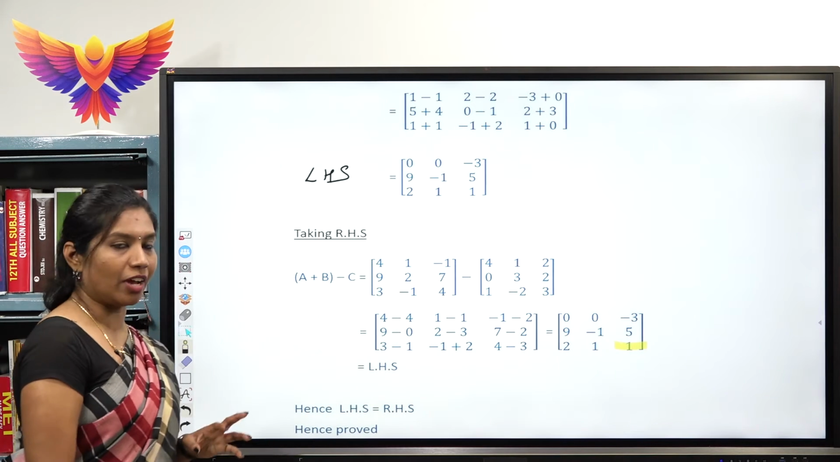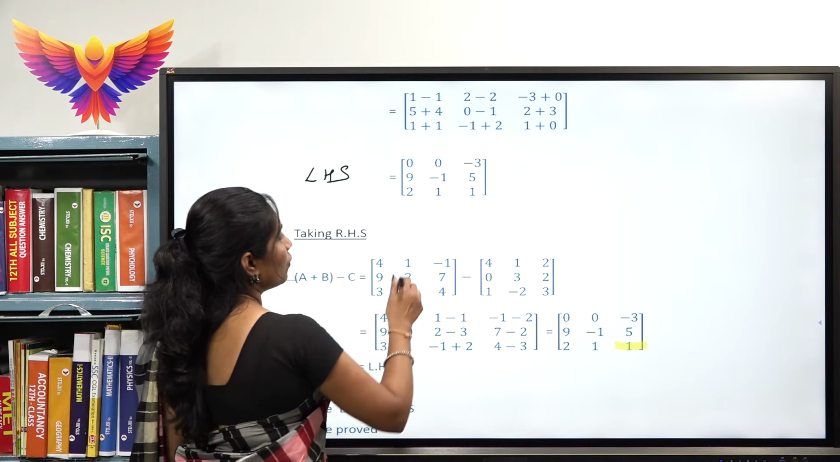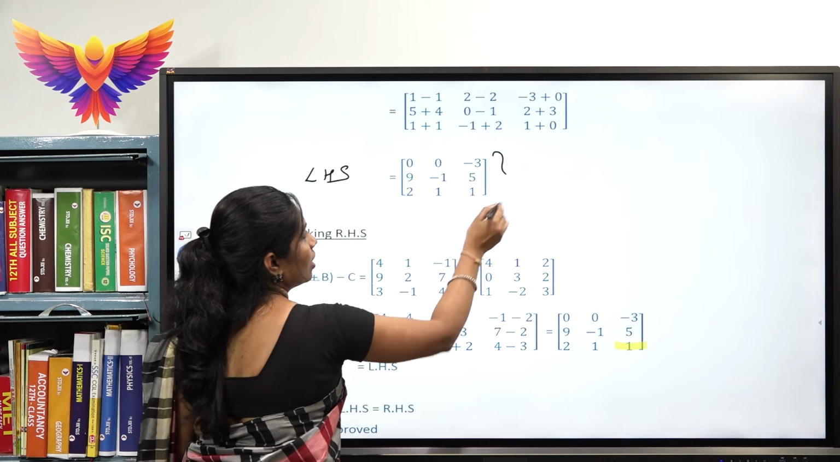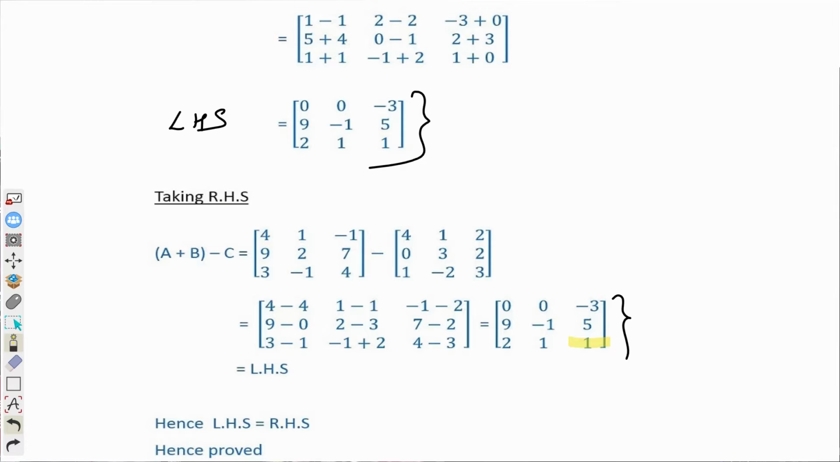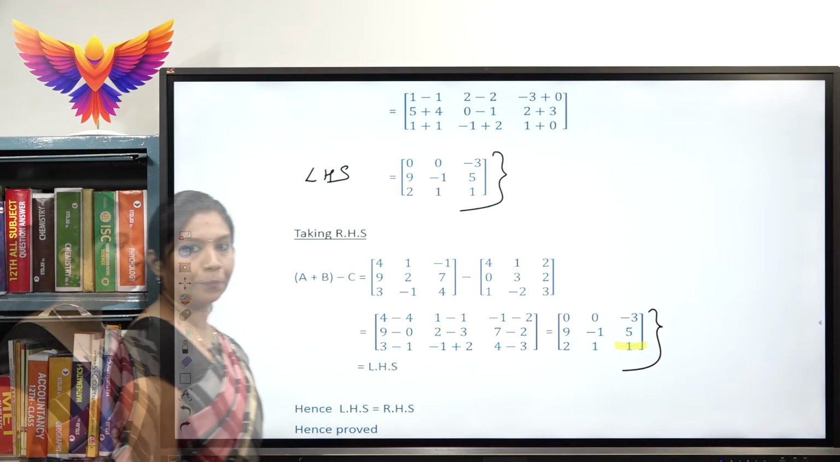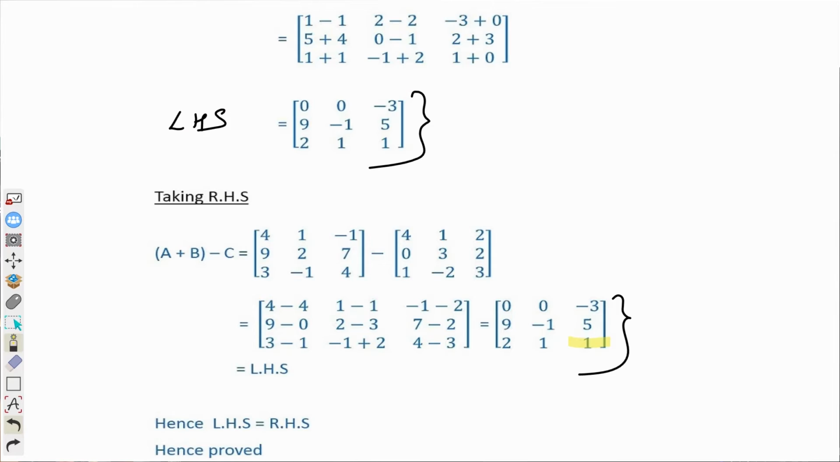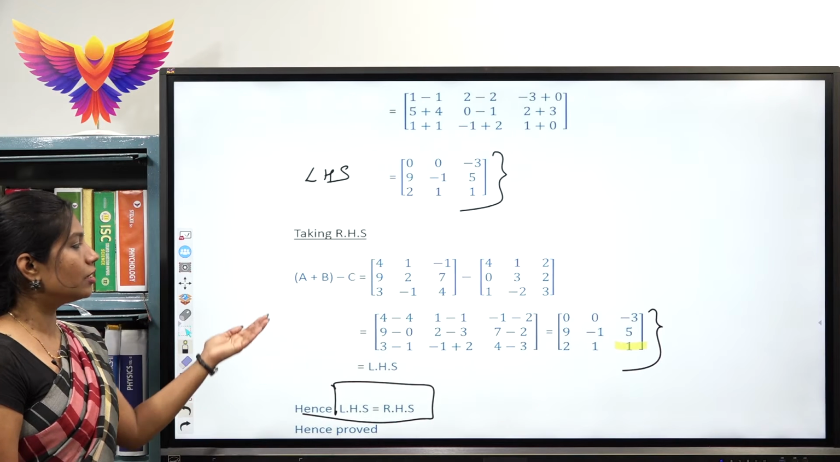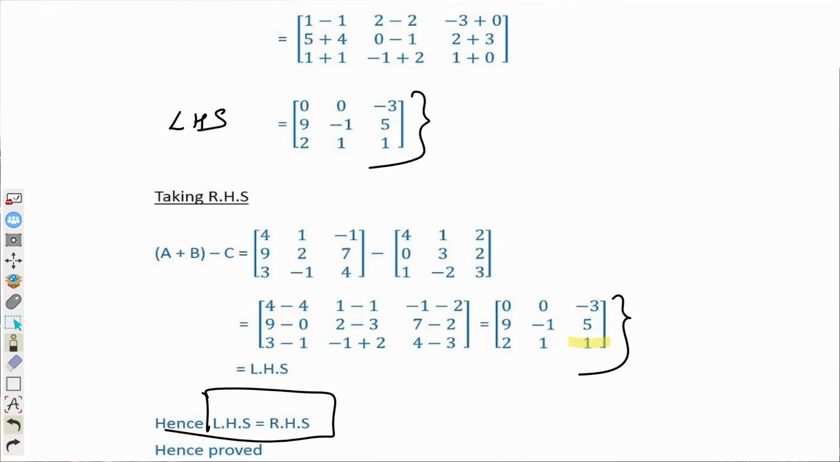So, when I simplify this, we can see that the LHS whatever we have got, the left hand side, after simplifying it is the same as the RHS whatever we have got here. Okay, 0, 0 and minus 3, 9, minus 1 and 5, 2, 1 and 1. So, this clearly says that LHS is the same as RHS, which is what we are supposed to prove. It is nothing but A plus B minus C is the same as A plus B minus C.